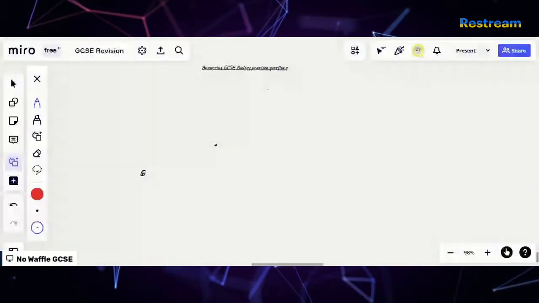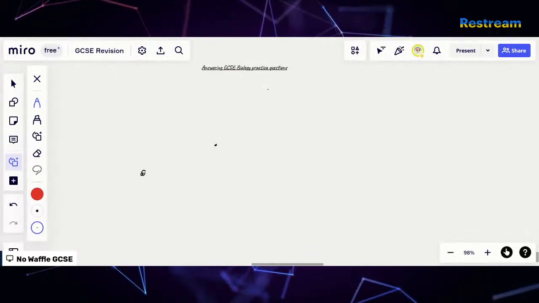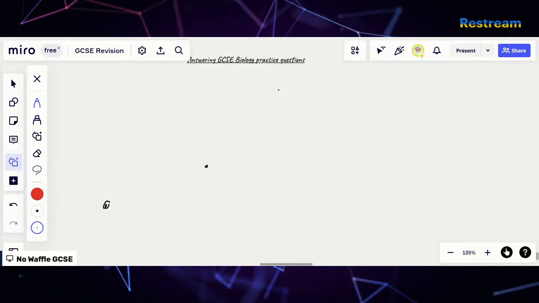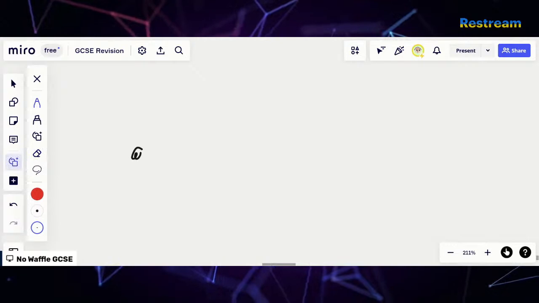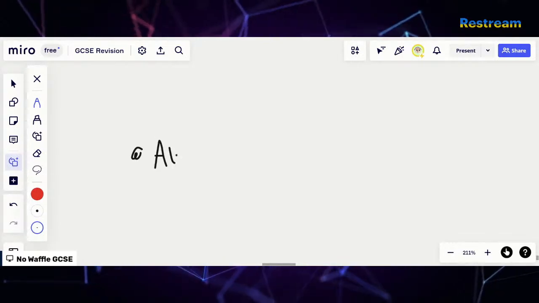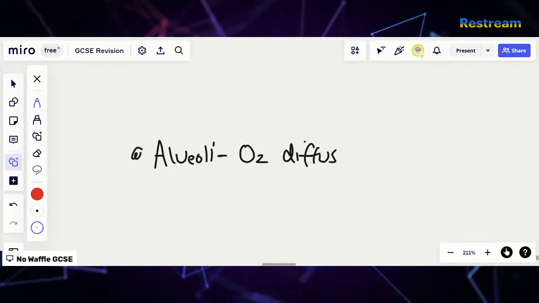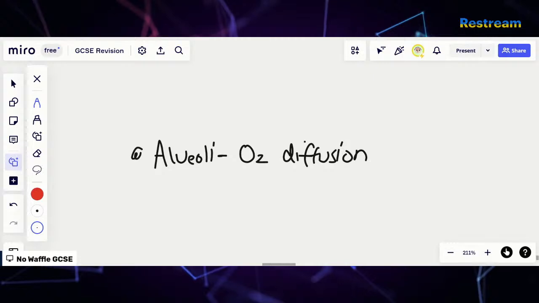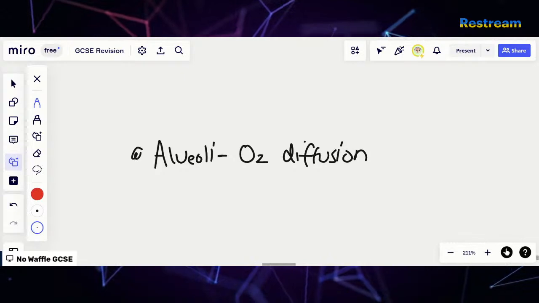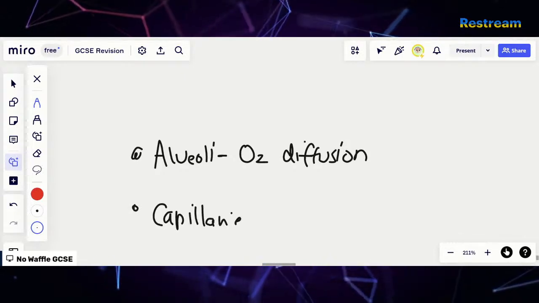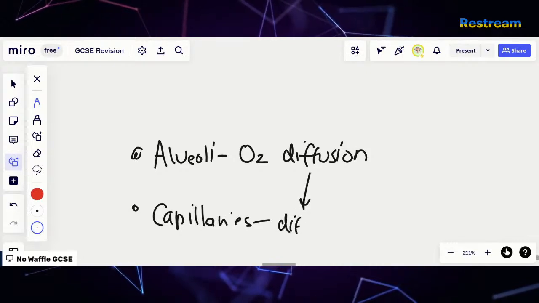Let's look through this. How have human lungs adapted for efficient exchange of gas via diffusion? This question will force you to think about everything that comes in via diffusion. In terms of the alveoli, the alveoli bring in oxygen via diffusion, and then it goes to the capillaries, again via diffusion.